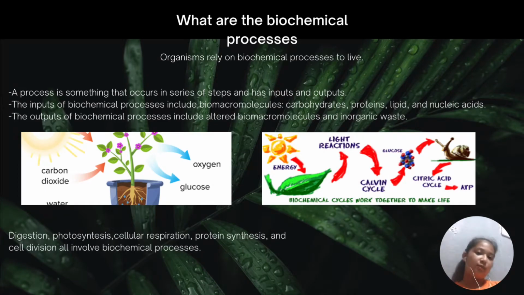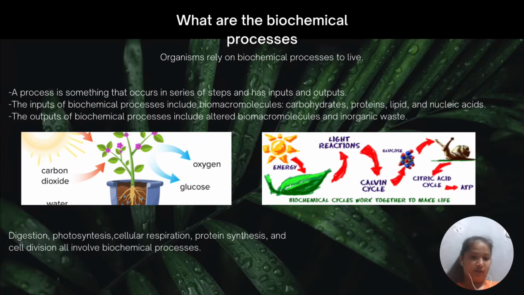Organisms rely on biochemical processes. To live, bio means living, so biochemical refers to the chemical processes that occur in all living things. A process is something that occurs in a series of steps and has inputs and outputs. So for example, you could consider the manufacturing of a smartphone as a process. The steps in the process would include its design, manufacturing, marketing, distribution, and finally being sold to the consumer. The inputs of these processes would be the electronics, glass and plastic that are used to manufacture the phone, and the output, of course, would be the completed phone.